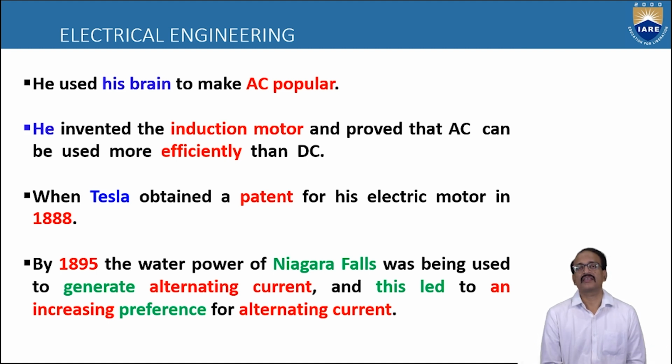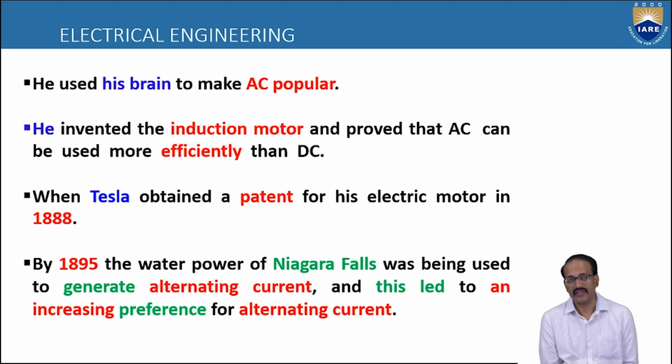Why did this man encourage AC power? Because we can transmit it to more distant places with the help of the transformer. For this he also invented the induction motor. In 1888 he got the patent for his electric motor, and later he sold that patent.